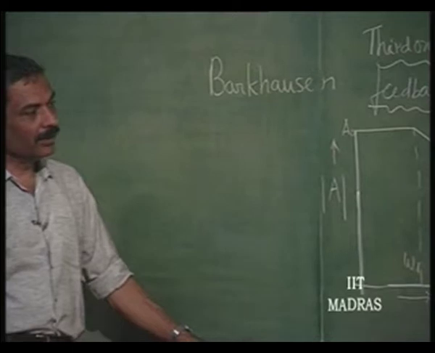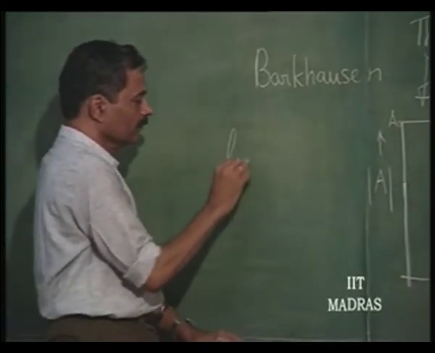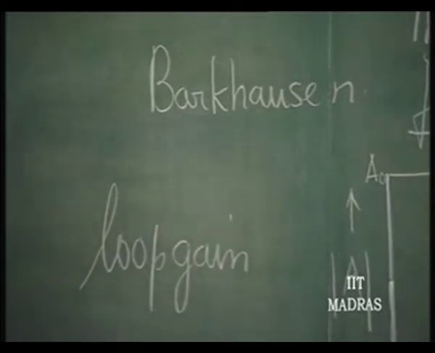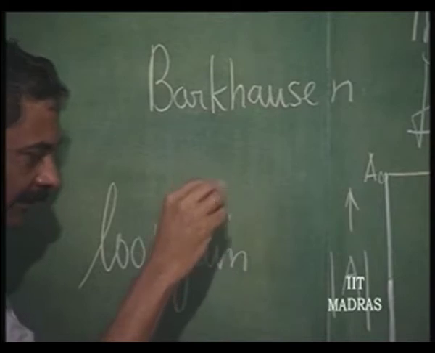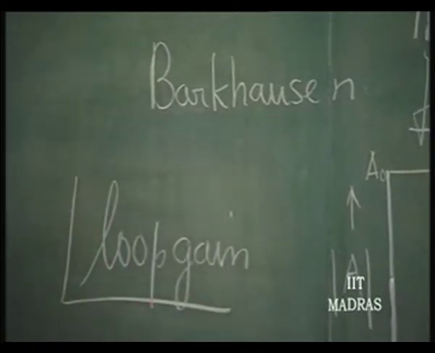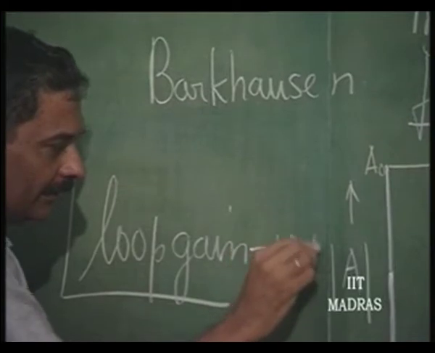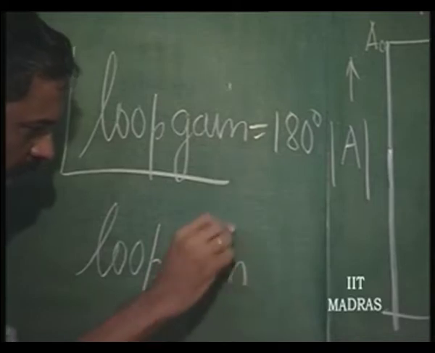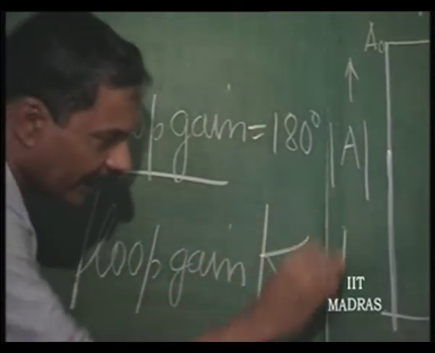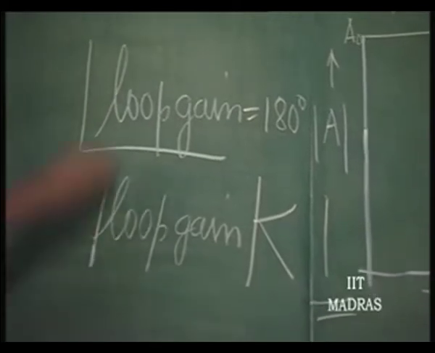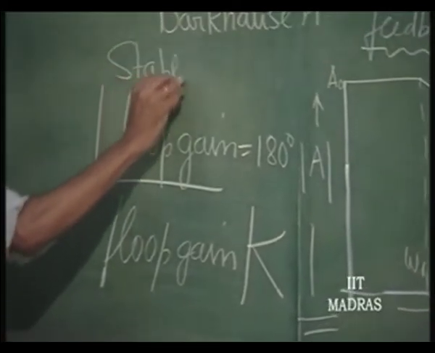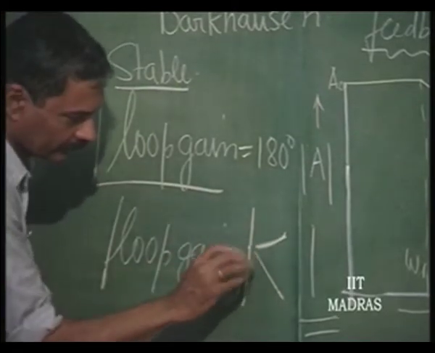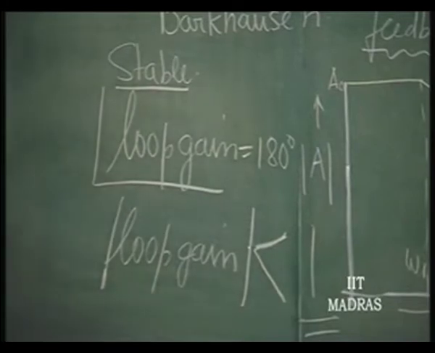What is it? The loop gain in a negative feedback system, when the phase shift of loop gain becomes equal to 180 degrees, the magnitude of loop gain should be less than 1, then only it is a stable system. This is an important criteria.